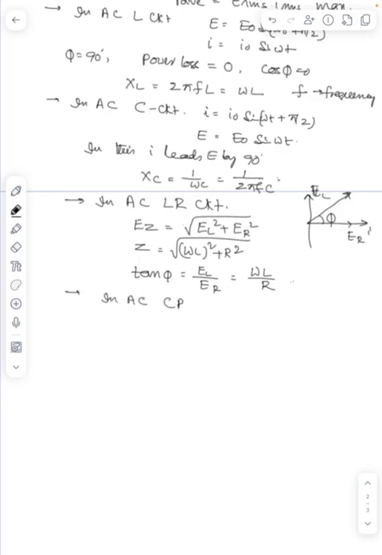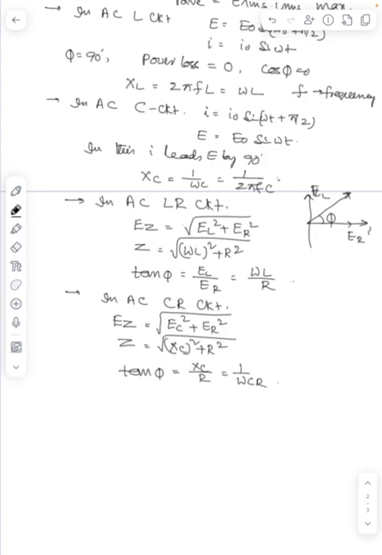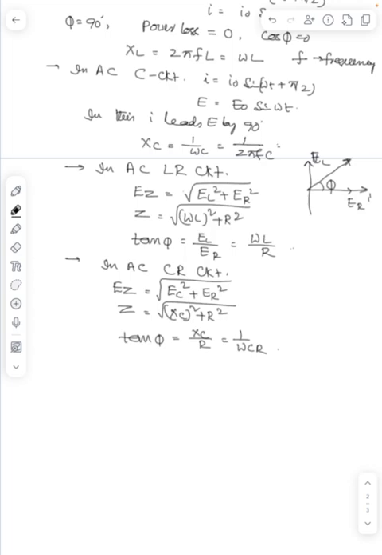In an AC CR circuit, E Z equal to root of E C whole square plus E R square, and impedance Z equal to root of XC whole square plus R square, and tan phi equal to XC by R equal to 1 by omega C R. Here voltage lags current by phi radians.